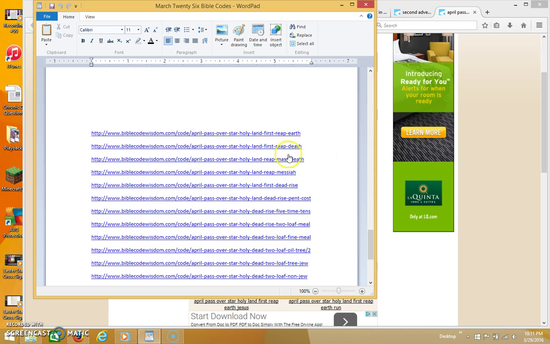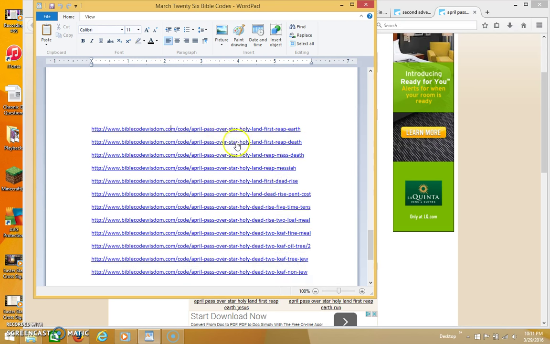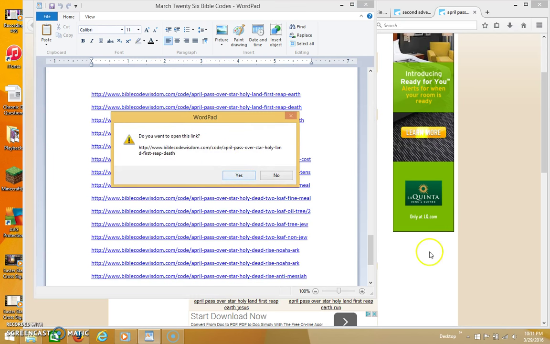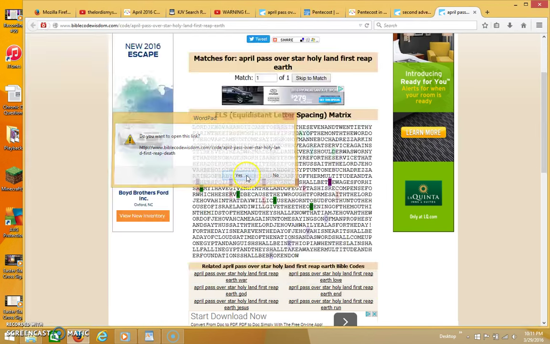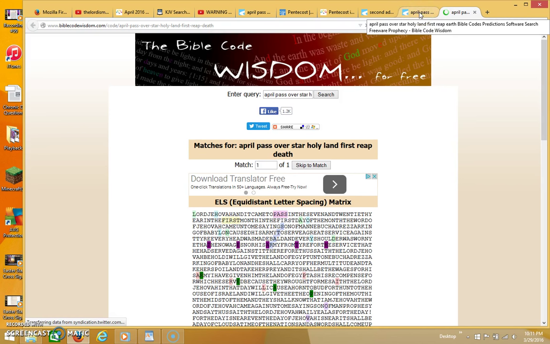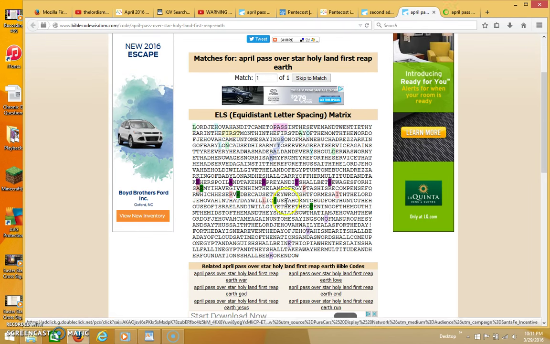I just tried these terms and they pretty much all came up, so I just want to show them to you. First, let me show you what I already had. Okay, this is what I started with. It was April, Passover, Star, Holy Land, First, Reap, Earth. Okay, that was my original table that I found earlier today.